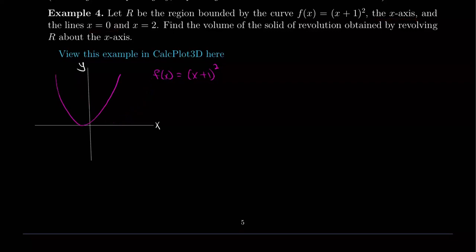And then I'm going between the x-axis, this function, and x equals 0 and x equals 2. So here is the shaded region in question. You should always shade in the region. Your life will be a little bit easier there. And then I'm going to pick that object up, and I'm going to revolve this around the x-axis. So I'm going to draw a little sliver here.